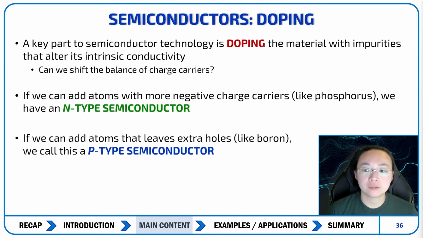Now, there's also something else we have to consider, and it's called doping. A key part to semiconductor technology is the fact that you can dope the material with impurities that will alter its conductivity intrinsically. So, can we shift the balance of charge carriers is the main question when we're taking a look at doping. If we can add atoms with more negative charge carriers, like phosphorus, then we have an N-type semiconductor. If we can add atoms that leave extra holes, like boron, we call this a P-type semiconductor.